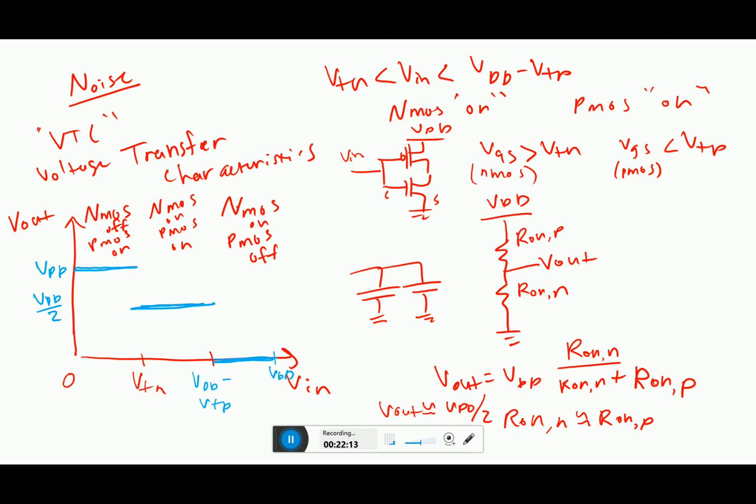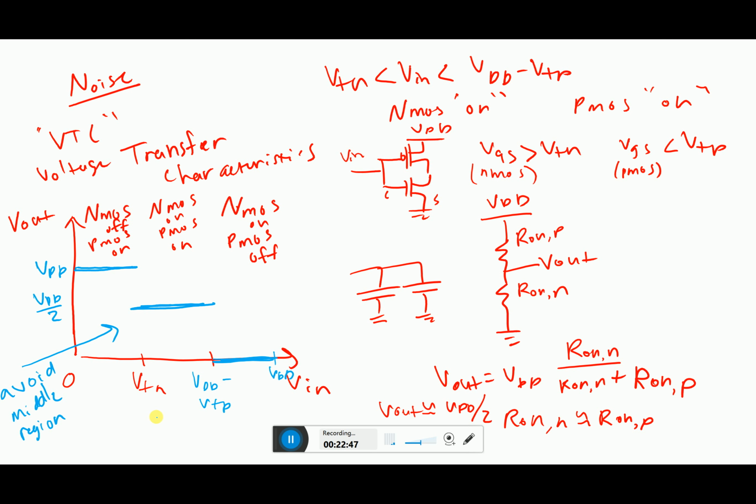So if you noticed, we talked about the digital abstraction, right? Well, where does the digital abstraction break? It breaks in this middle period. So in general, we try to avoid this middle region. And how do we do that? Well, we make sure that our input is between 0 and VTN, or VDD minus VTP and VDD. We want to keep it in these regions. And this is what we call our noise margins.